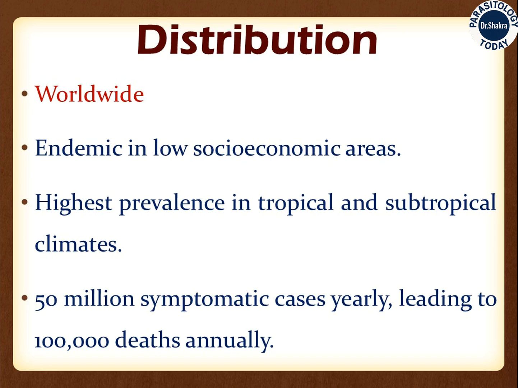Entamoeba histolytica is globally distributed. Endemic in low socioeconomic areas. Highest prevalence in tropical and subtropical climates. 50 million symptomatic cases yearly, leading to 100,000 deaths annually.